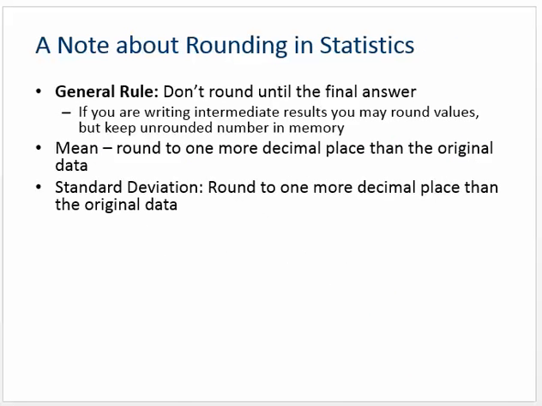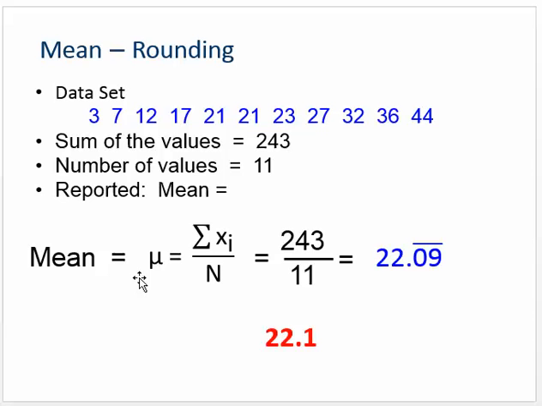Okay, a note about rounding in statistics. General rule, do not round until the final answer. When you do get done with your final answer, round to one more decimal place than the original data. So for the mean, notice each of these here, none of them had any decimal places. They were all point nothing. So their final answer is they went to 22.1, because that's one more decimal place. If they had rounded to the same decimal place, they would have just left it at 22. But because none of these had decimal points, they made their final answer have one decimal point.